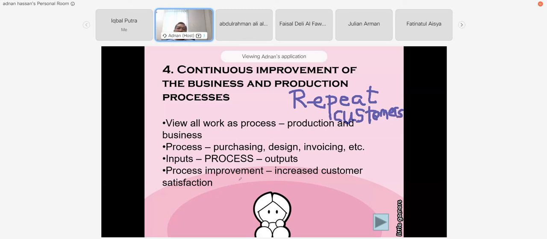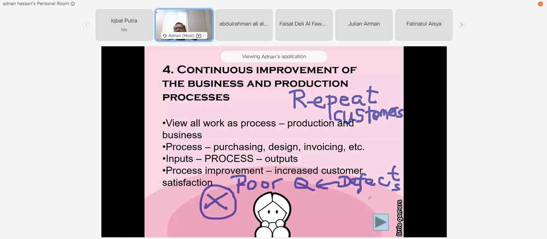So if the company has poor quality, the customer will not come back. What comes back is defective products and complaints. We need to avoid this. We need to avoid poor quality and defects coming back, broken products, or complaints coming back, but not the repeat customer.